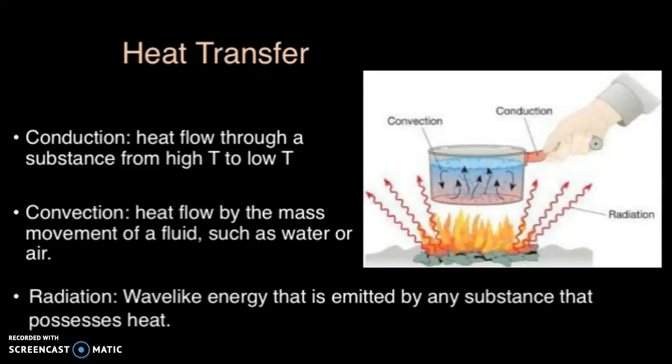All right, so as I was saying in the previous video, heat transfer has three different ways in which it can happen. The first one is going to be conduction, which is heat flow through a substance from high temperature to low temperature. In the picture, it's shown by the transfer of heat from the main part of the pot throughout the handle of that pot.